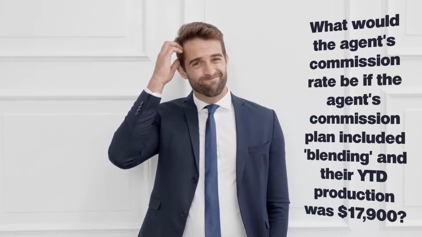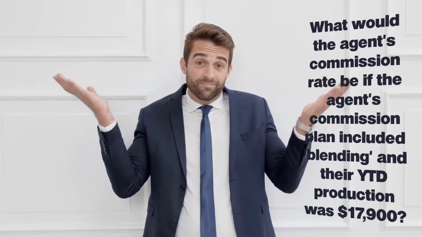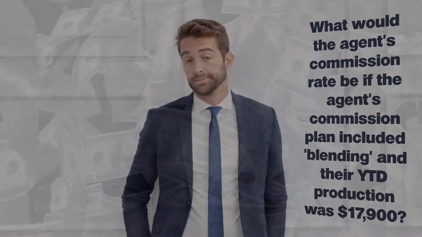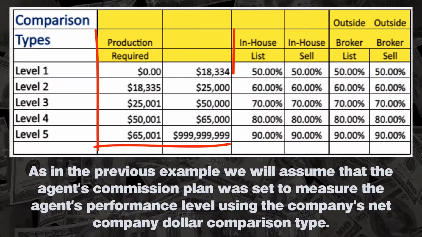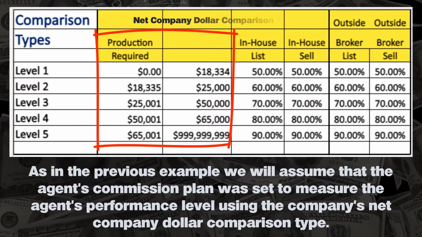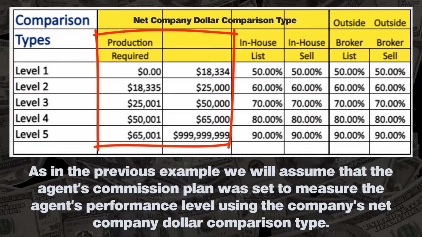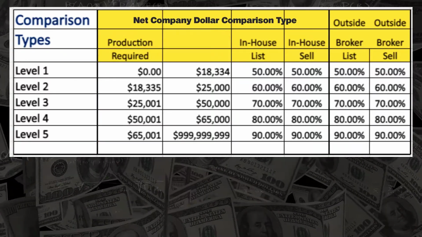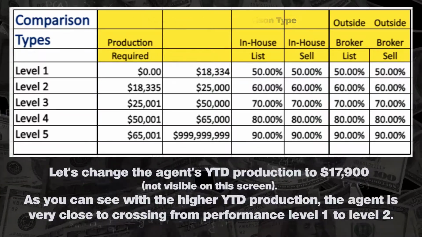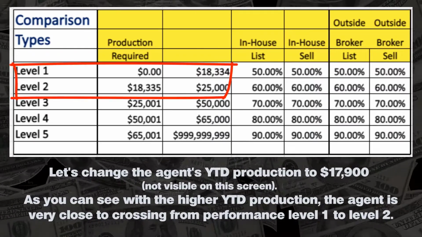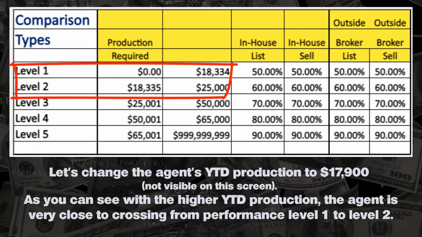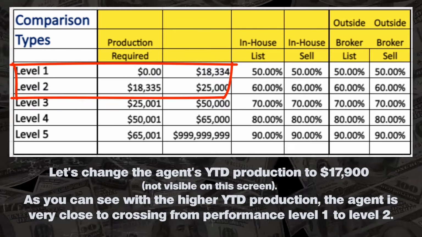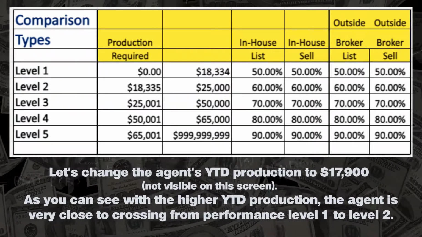What would the agent's commission rate be if the agent's commission plan included blending and their year-to-date production was $17,900? As in the previous example, we'll assume that the agent's commission plan was set to measure the agent's performance level using the company's net company dollar comparison type. Let's change the agent's year-to-date production to $17,900, which is not visible on the screen. As you can see, with the higher year-to-date production, the agent is very close to crossing from performance level 1 to level 2.